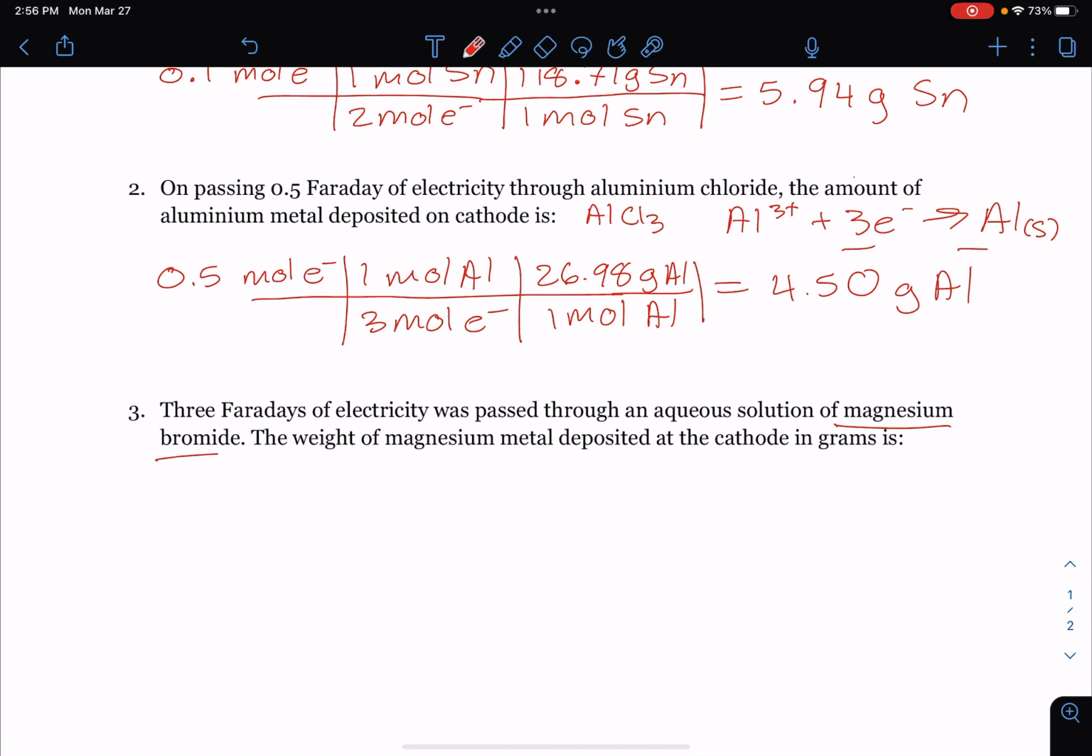Magnesium bromide is MgBr2. We just know that because of the charges that magnesium and bromine always make. They don't make variable charges. They only ever make the +2 and the -1. So the half reaction looks like this.